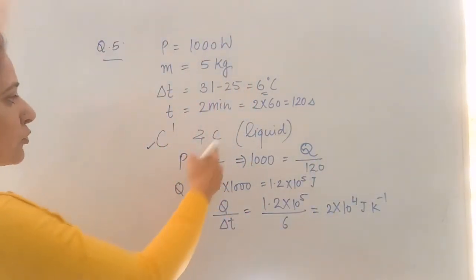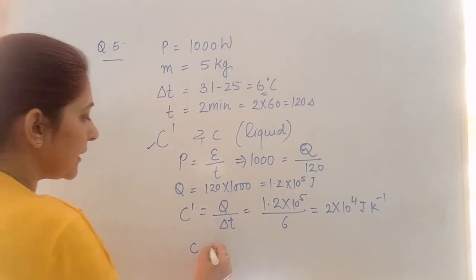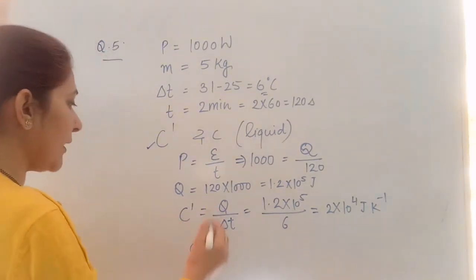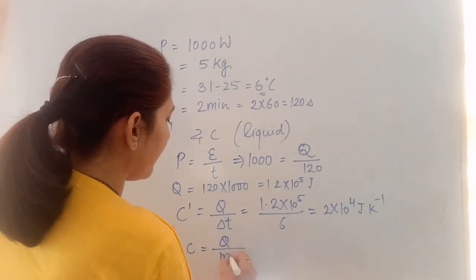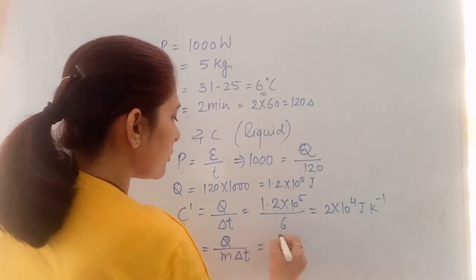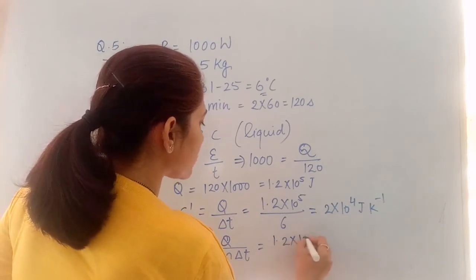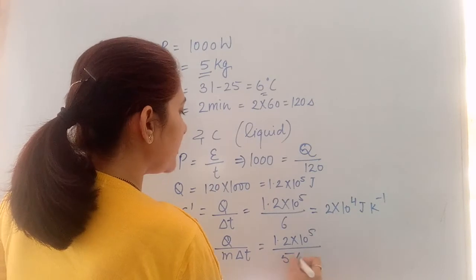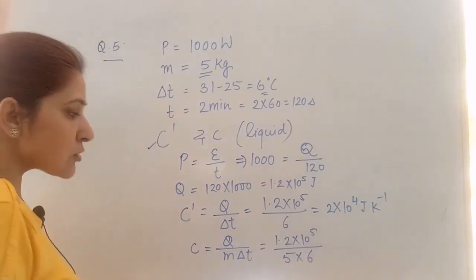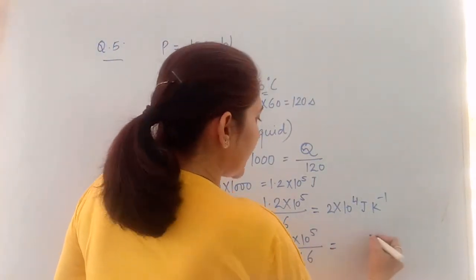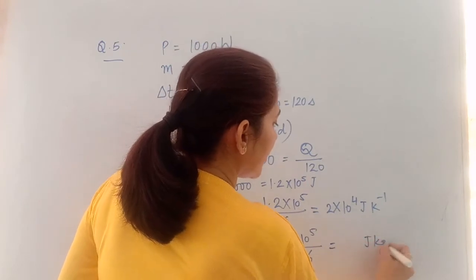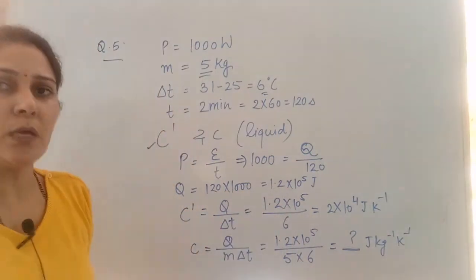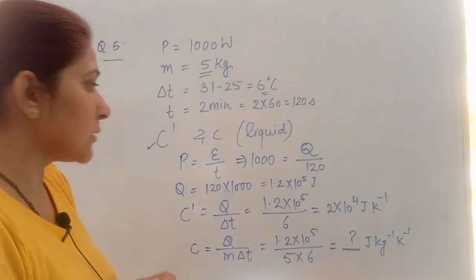The second one is you need to find out specific heat capacity, that is MC delta T when you are talking about heat required. So now it will become Q upon M delta T. So this Q is with us 1.2 into 10 raised to the power 5. Mass given to us is 5 kgs and into delta T, that is 6. Same way you are going to do it and you will be getting your answer in Joule kg inverse Kelvin inverse. Solve whatever you will get and the unit will be this one. I hope you can do this one too.